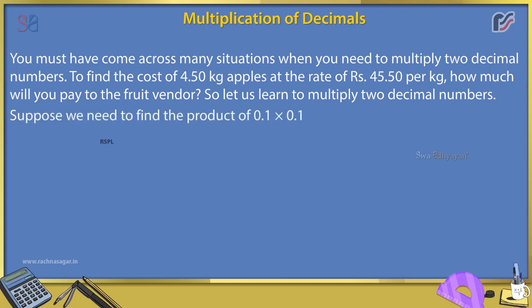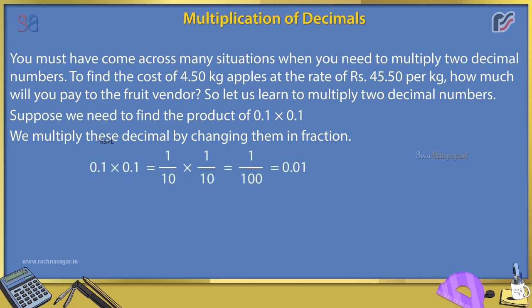Suppose we need to find the product of 0.1 into 0.1. We multiply these decimals by changing them into fractions. 0.1 into 0.1 is equal to 1 by 10 into 1 by 10, which is equal to 1 by 100, which is equal to 0.01.